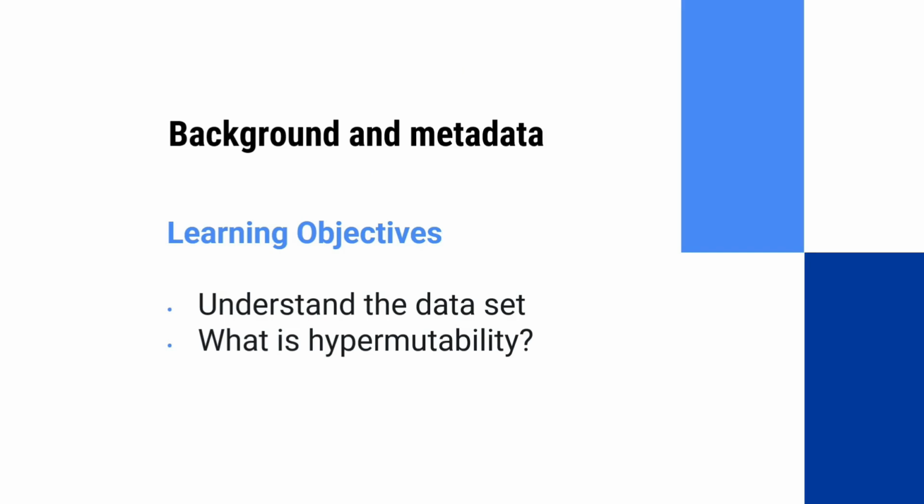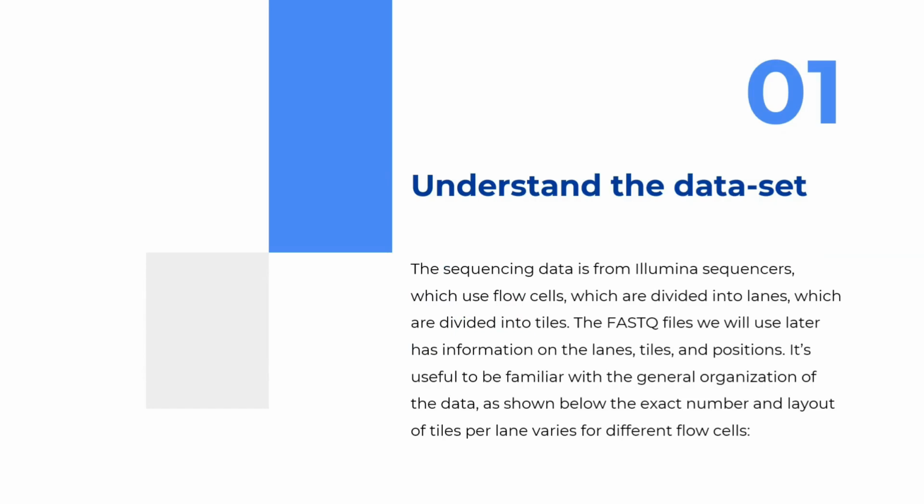Now, understanding the data set that we are going to use: which kind of data is used for variant calling analysis and what is hypermutability in that process. We use sequencing data from the Illumina sequencer. Illumina is a company that does sequencing analysis, which uses a flow cell divided into lanes, which are in turn divided into tiles. The FASTQ file we will use later has information on the lane and tile position. Keep that in mind. We are also going to see a FASTQ file, and I'm going to explain where the tiles, lanes, and flow cell information are. It is useful to be familiar with the general organization of the data.